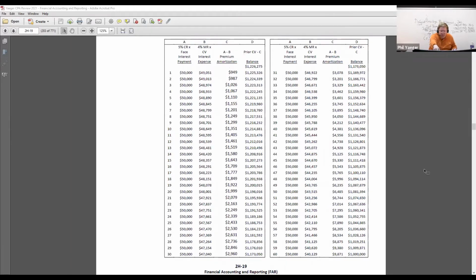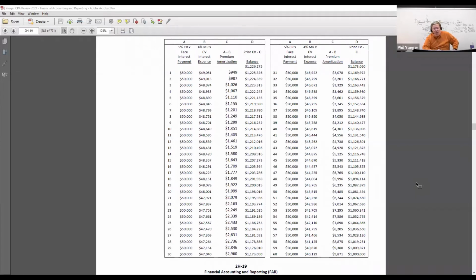This was issued at a premium. Do you see that? Yes or no? Yeah. And we have a yield rate of 8% annually and a coupon rate of 10%. And how do we get this amortization schedule? We determined it when we took the present value of the $1 of our face amount of the bonds plus the present value of the interest payments at the yield rate. It gave us a selling price of $1,226,275.